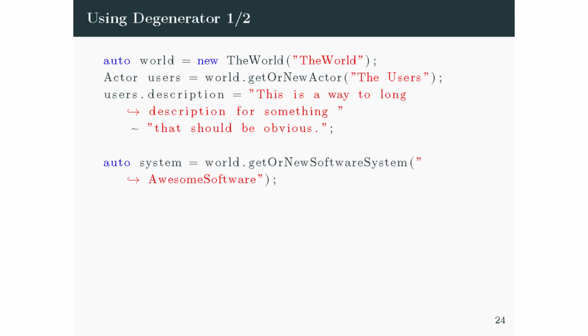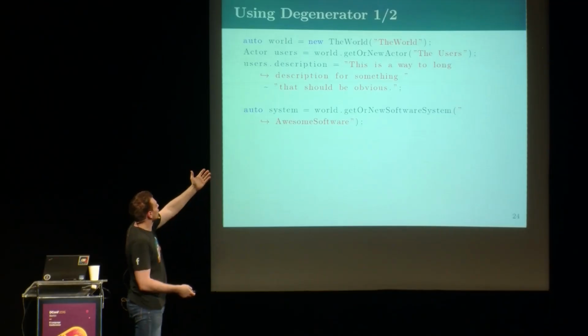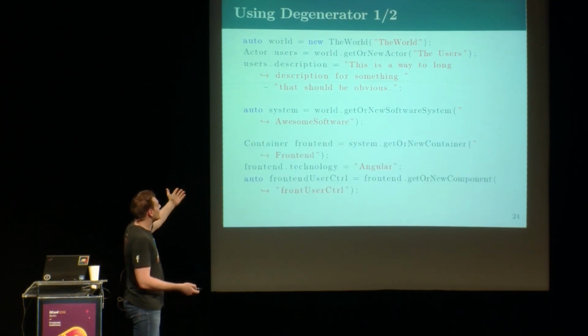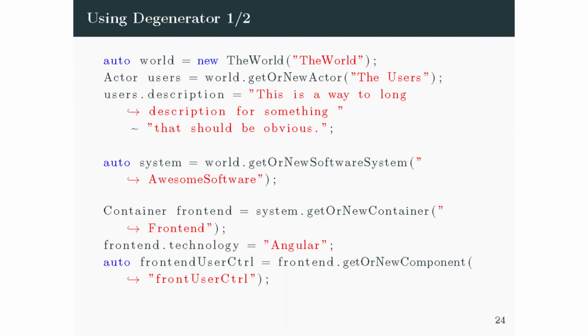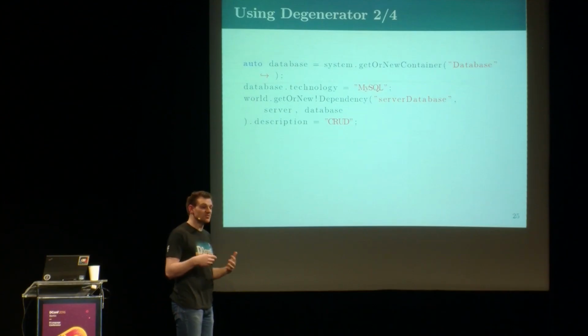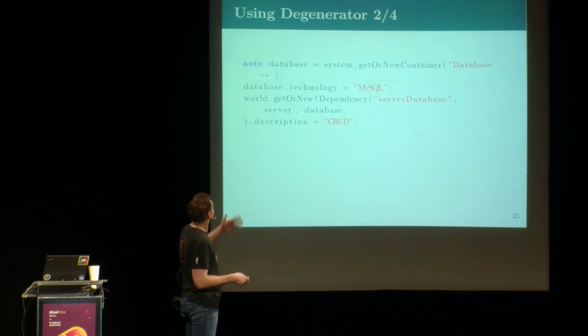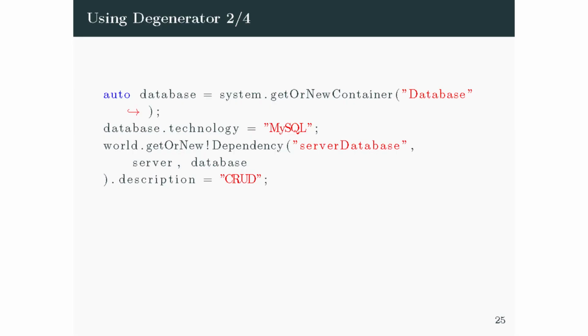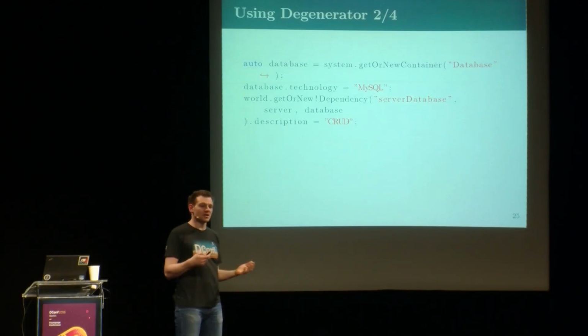So then actually using the Degenerator, as I call it right now, is really easy. You create a world, give it a name, then you get the world, create an actor, give it some description, get the world, create a software system, give it a name, then stick a container into your system, give it a name, assign a technology, and add components. And this continues. At some point, you then want to create links or dependencies between those components, and basically just say, world, make me a dependency with a given name between the server and the backend, and then put a description to it, and so you build your model bit by bit.